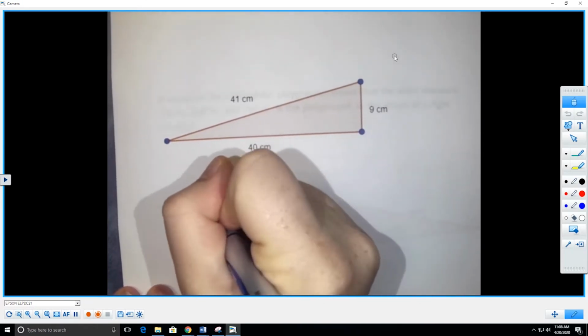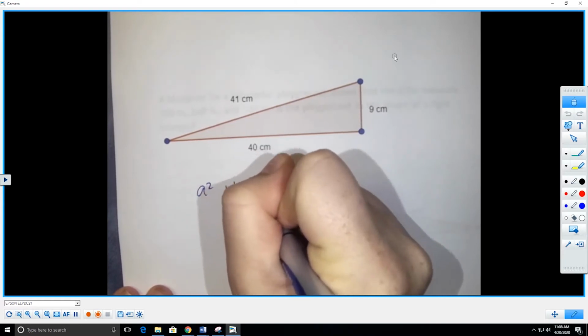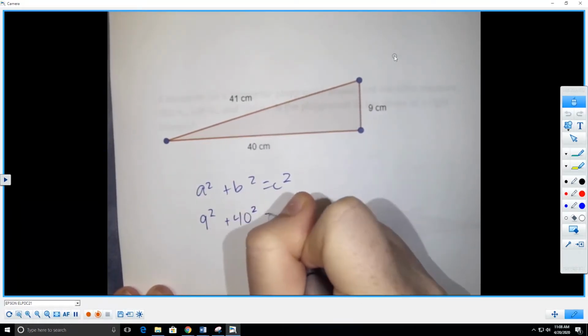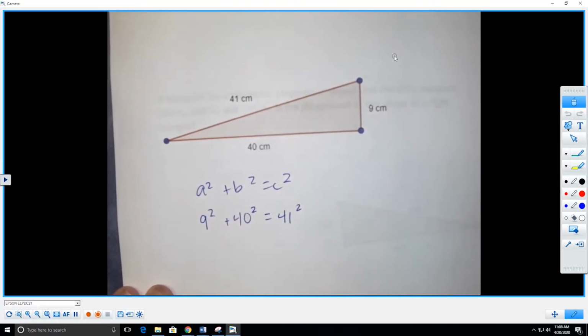Follow along with me. So we have a squared plus b squared equals c squared. Substitute in 9 and 40 for the leg measures and 41 for the hypotenuse measure. Now simplify both sides and determine if the resulting statement is true or not. You can use your calculator or a calculator app with the arithmetic if you'd like.